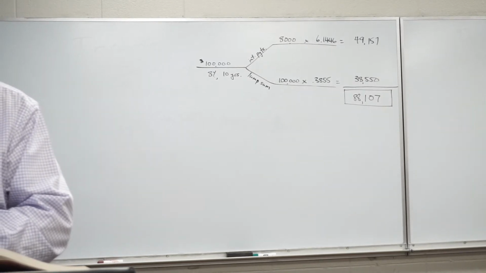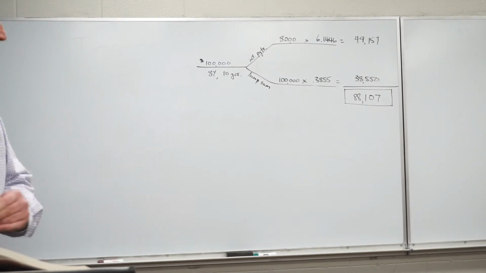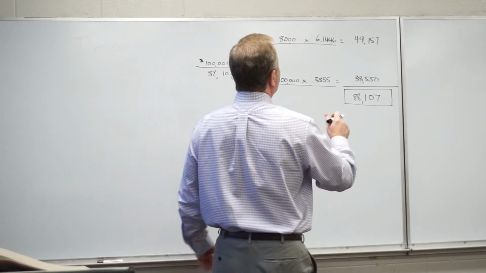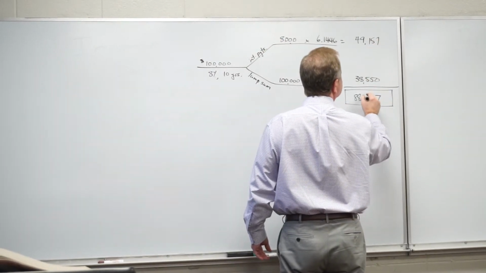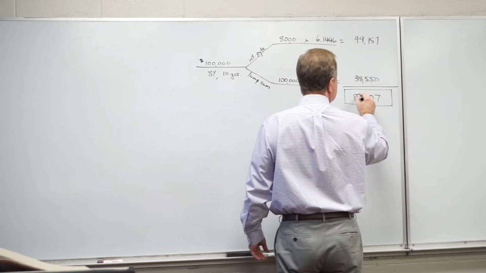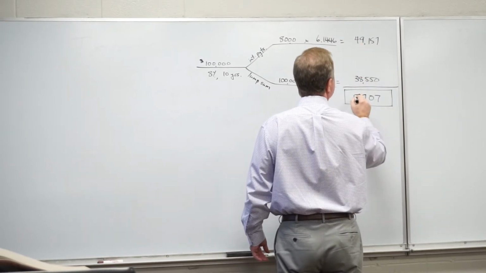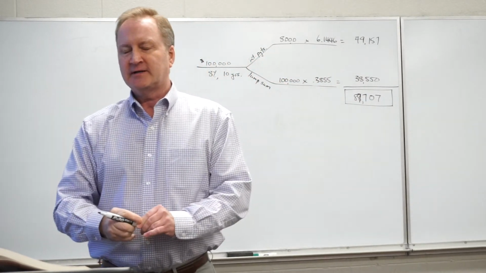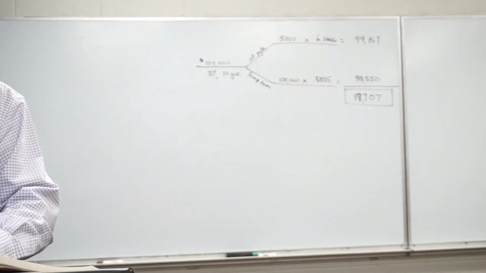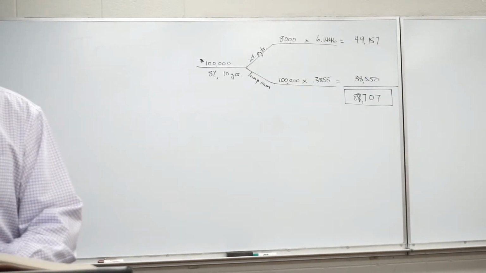I got 87,707. Did I mess it up? 1 and 6, 5 and 5, 10, 0, carry 1. 2 and 5, oh, that is a 7. 9 and 8, that is a 7, carry 1. 5 and 3 is 8. So 87,707, yeah. I'm on drugs, people. I can't help it. 87,707, the answer is A.